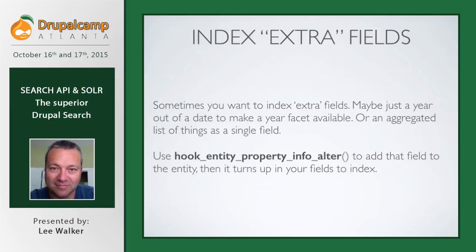So what I do for dates is I use this hook, entity property info alter, which adds a property to the entity. When you add a property to the entity, it turns up in your index that you can just check. There are 2 ways. You can do it the Drupal way and add things to the entity that are hidden from the content type. They're just properties, they're not actually fields. Or you can manipulate it at the Solr end and tell Solr to do some extra things.